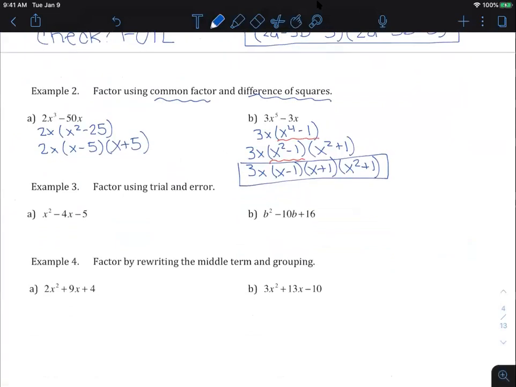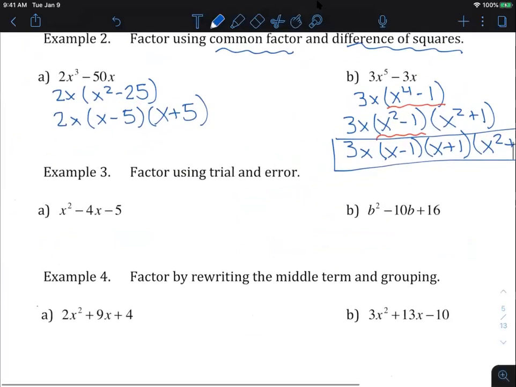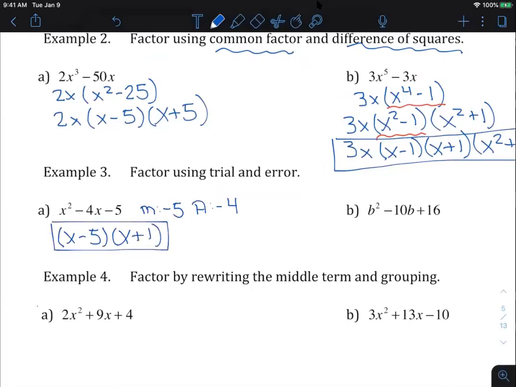Next one. Factor using trial and error. I just like to think of this as 3 terms, multiply to the third, add to the second. So we're looking for 2 numbers that multiply to -5 and add to -4. So that would be -5 and 1. And you can just jump straight to the answer. So x minus 5 times x plus 1. Again, you can go straight to the answer because the number in front of the x squared is a 1. There's no number there, so you can go straight to the answer. You don't have to split the middle.